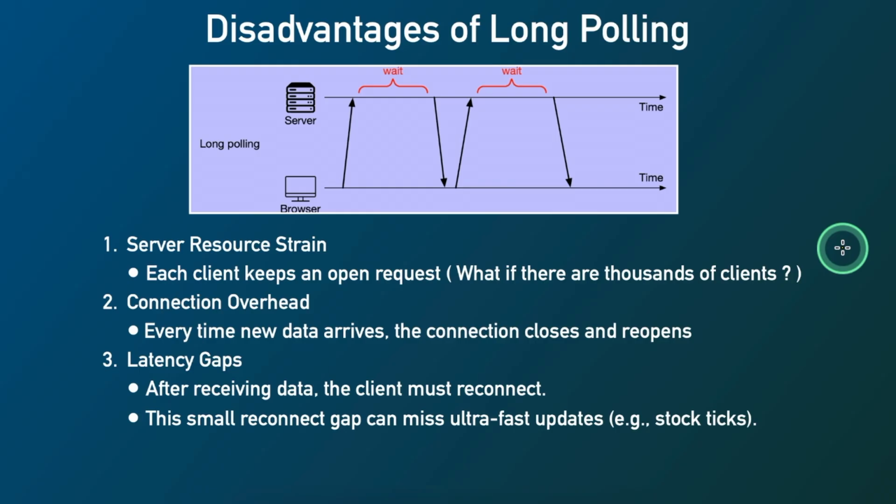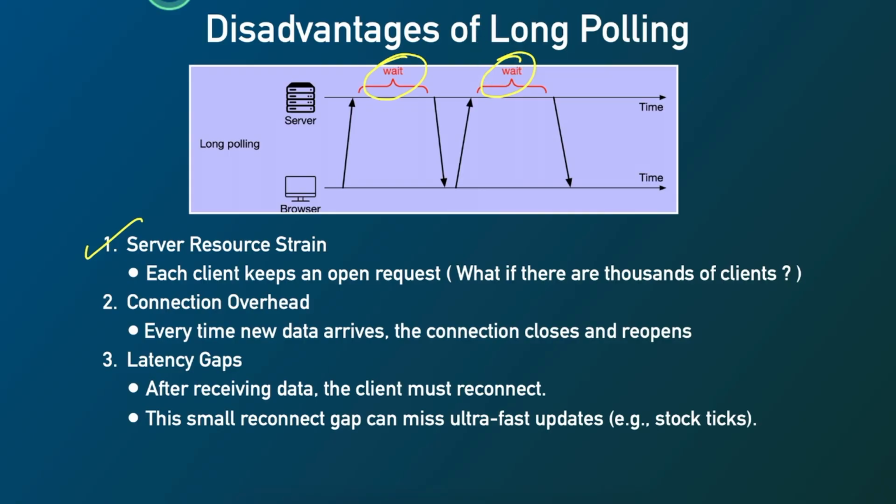The first disadvantage is server resource drain. And why is that? This is because instead of immediately closing down a request, we wait for a certain duration. So if you imagine multiple clients connected to a server and each of these connections is kept open for a certain duration, this adds a lot of strain on the server and this is not ideal.